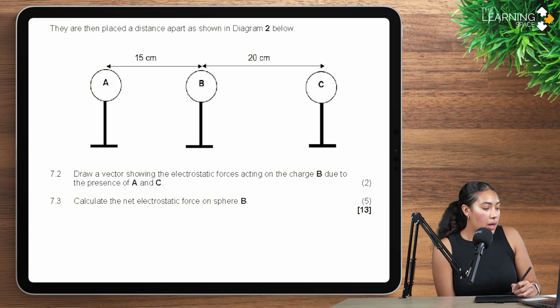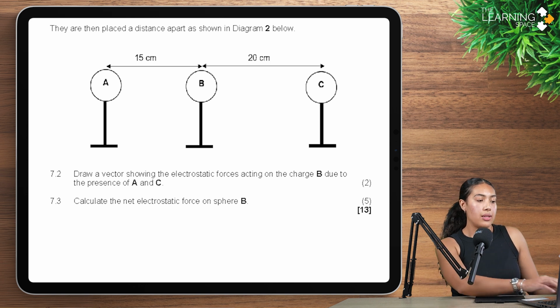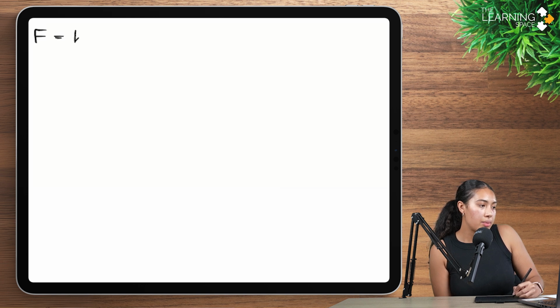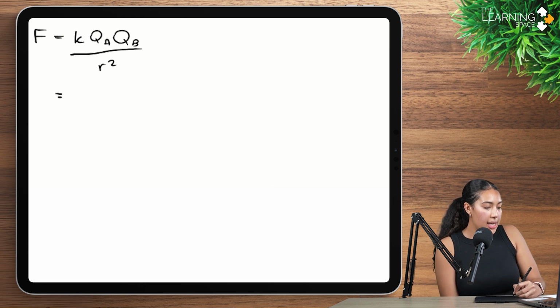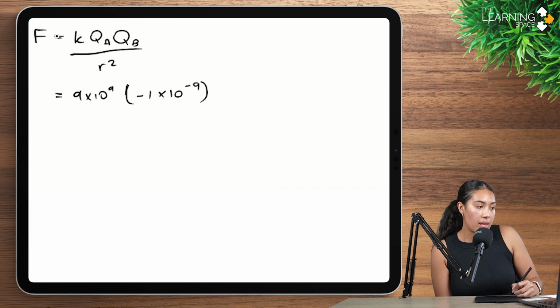Then they ask us to calculate the net electrostatic force on sphere B. So the way we do that is we're going to calculate the force that is exerted by both A and C, and then we'll calculate the F net. So we'll use that same equation I brought up earlier. Force is equal to K times the charge of, let's say, A and the charge of B over R squared, right? So K is our constant. We know it's 9 times 10 to the 9. We then have the charge, which is -1 times 10 to the -9. Because the charges of A and B are the same, I'm just going to square that, right?